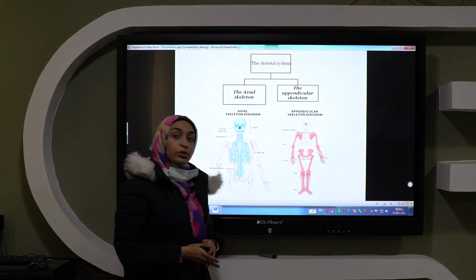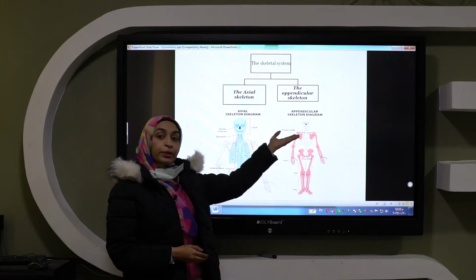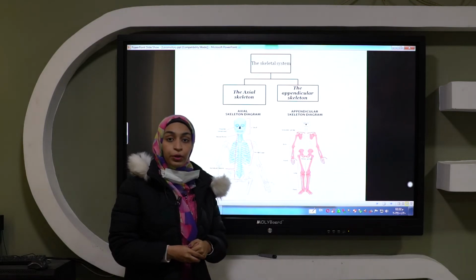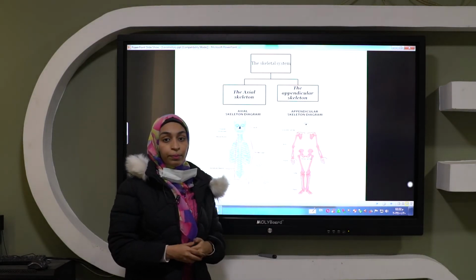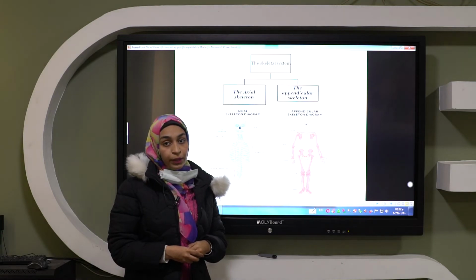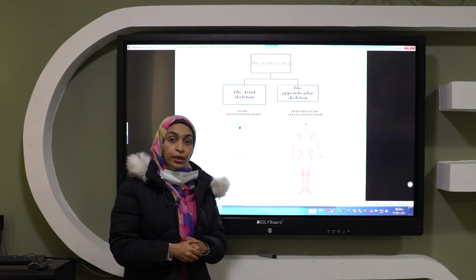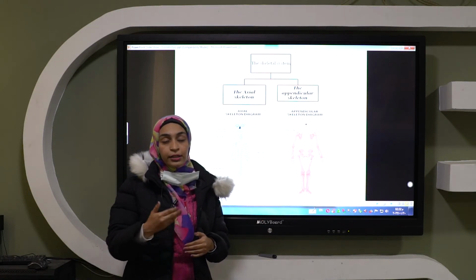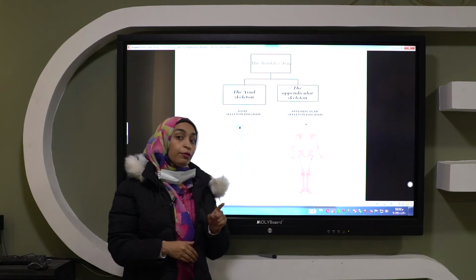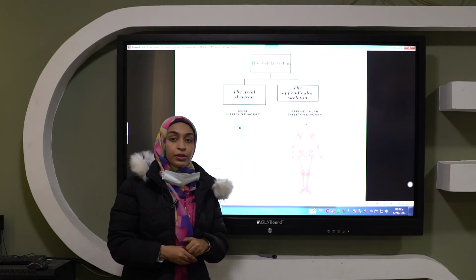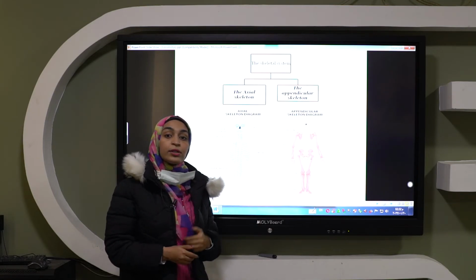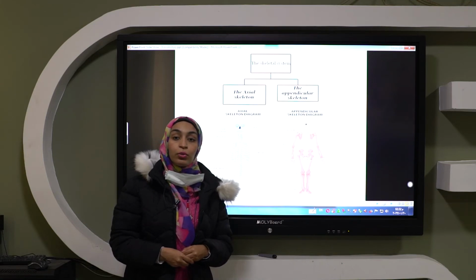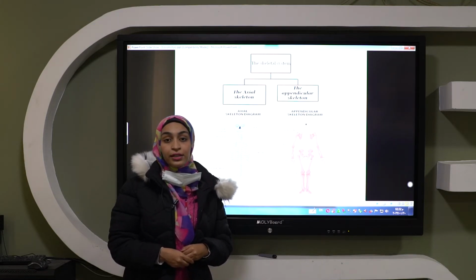The skeletal system consists of the axial skeleton and the appendicular skeleton. The axial skeleton consists of the skull, which protects the brain, the backbone, and the rib cage. The backbone protects the spinal cord and bends in all directions, and the rib cage protects the heart and the lungs, and it can help in the exhalation and inhalation process. Don't forget that the backbone consists of 33 vertebrae, while the rib cage consists of 12 pairs of ribs. The first 10 pairs of ribs are connected to an anterior bone, which is called the sternum.